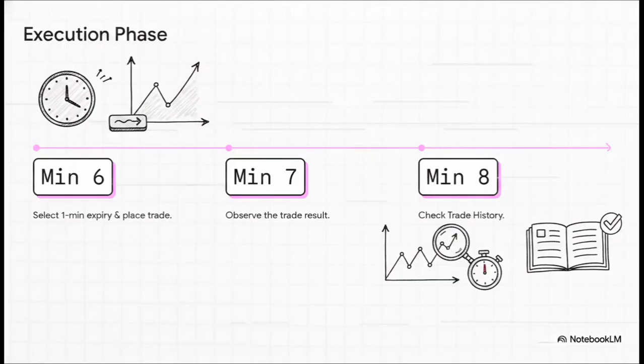Okay, back to the clock. Minute 6. This is execution time. Select a 1-minute expiry and confidently lock in that demo trade based on whatever trend you just saw. Then, minute 7. You just wait. Sit back, watch the chart move, and see how the trade finishes up. Finally, minute 8. Head straight over to check your trade history.